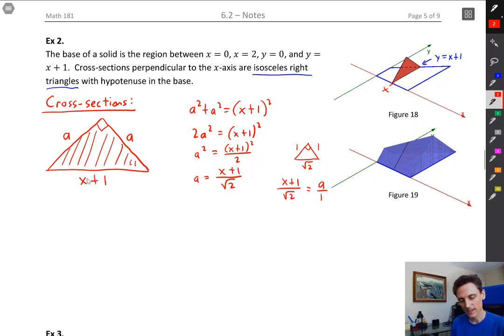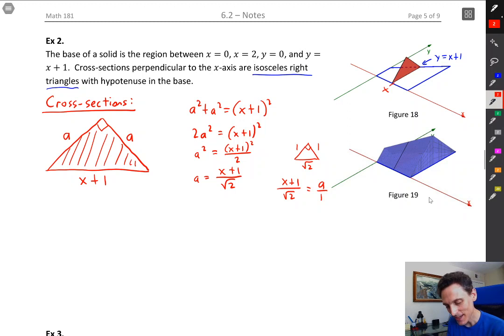Another way you can think is, to get from the square root of 2 on this side over to the 1 on this side, you'd have to divide by the square root of 2. So similarly, on the bigger triangle, to get from this side x plus 1 to this side, we would have to divide by the square root of 2. So x plus 1 divided by the square root of 2 will equal a. Another way to think about it. All right, but we've gone long enough on that tangent.